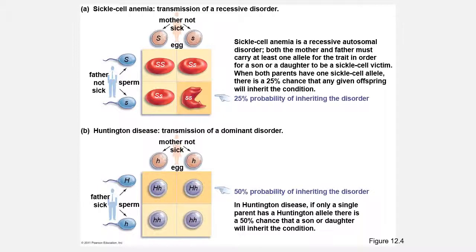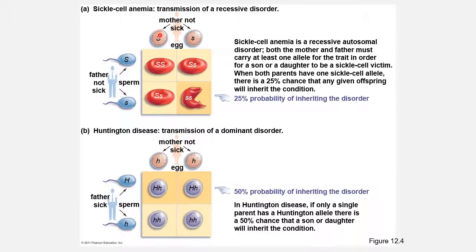Here's an example of looking at 2 different Punnett squares for a recessive disorder and a dominant disorder. As we talked about earlier, in our sickle cell disorder, the mother is not sick but is a carrier for sickle cell, so she has 1 sickle cell gene here, little s. Father also is a carrier, but does not show up with sickle cell anemia. He does not have the disease, but he is a carrier, another small s.